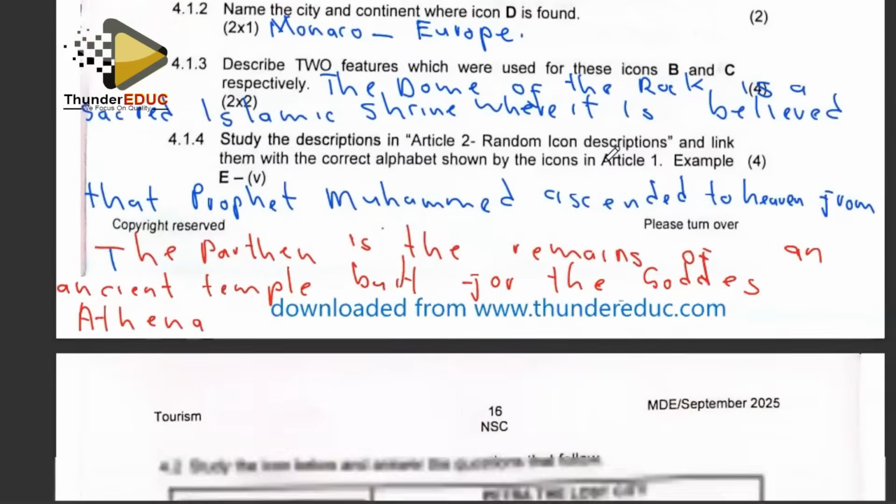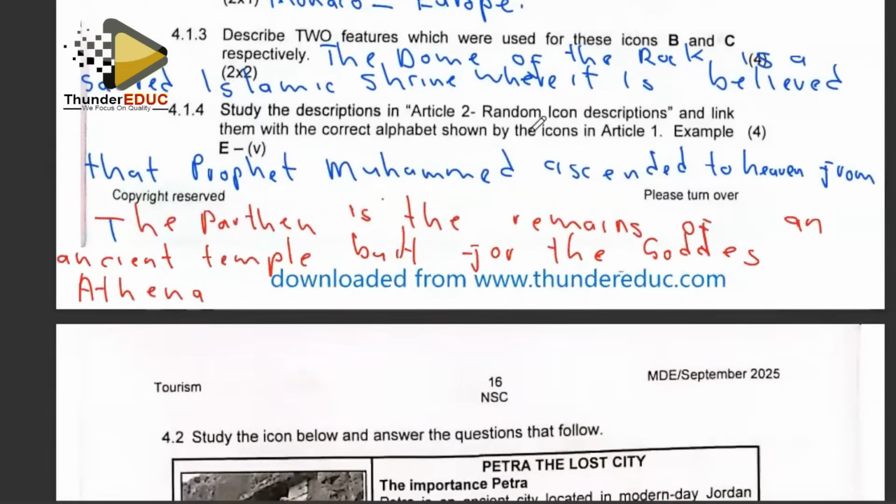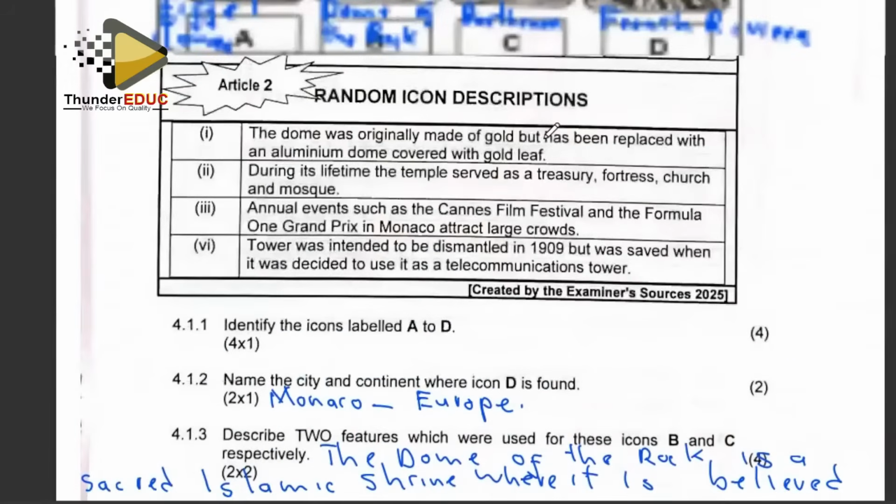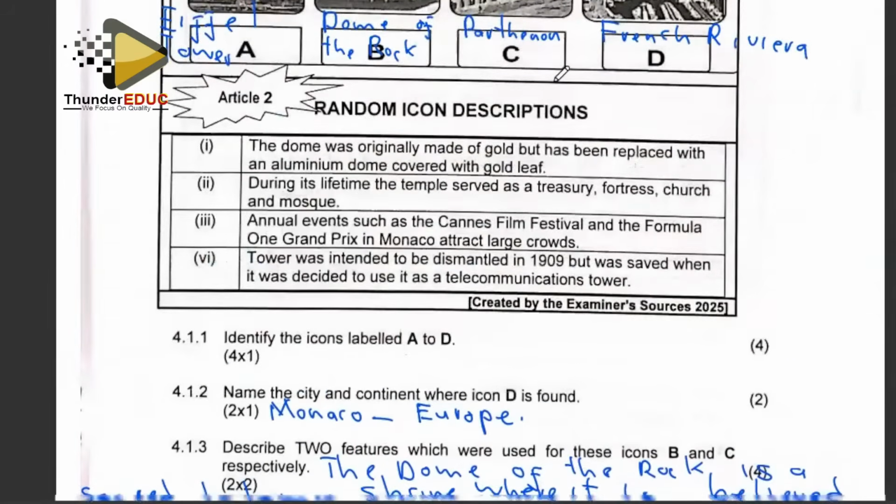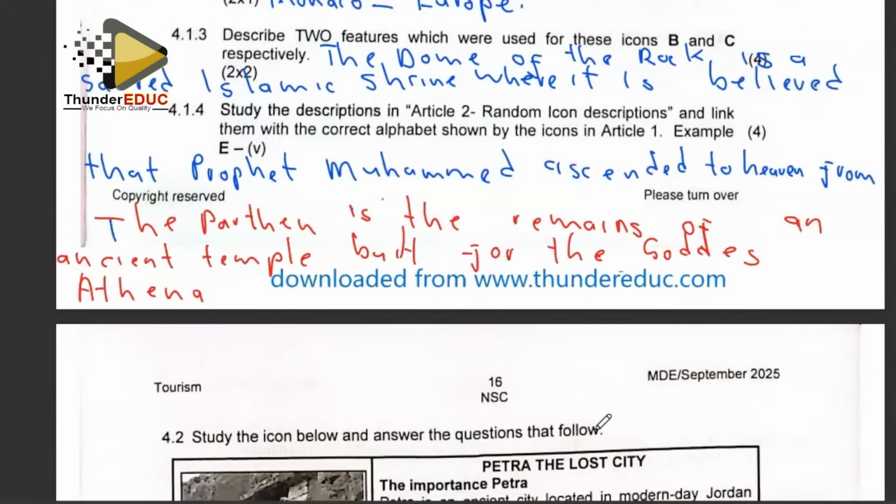Now, let's go study the descriptions in Article 2, random icon descriptions, and link them with the correct alphabet shown by the articles. Okay, so we need the correct order. So A, start with A.